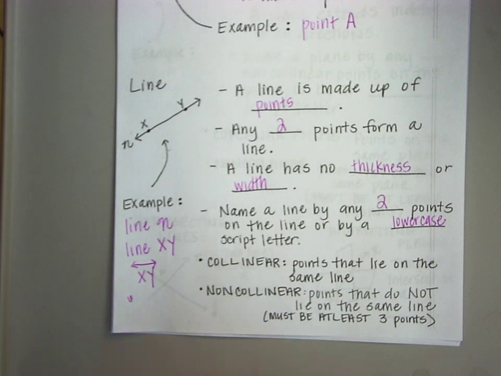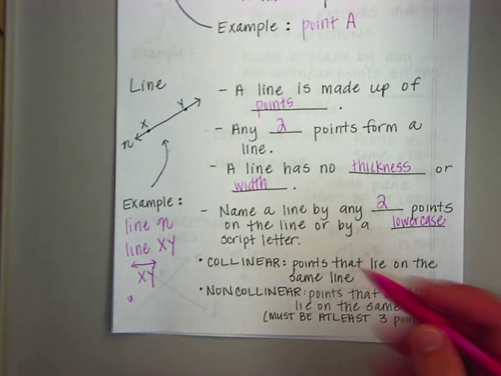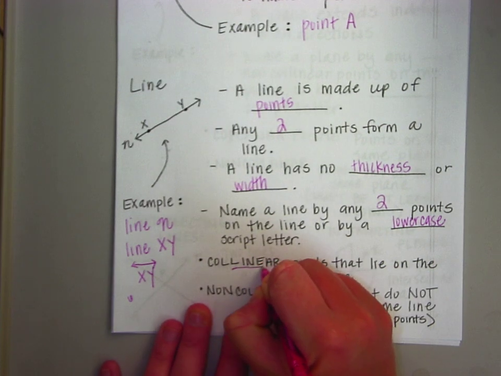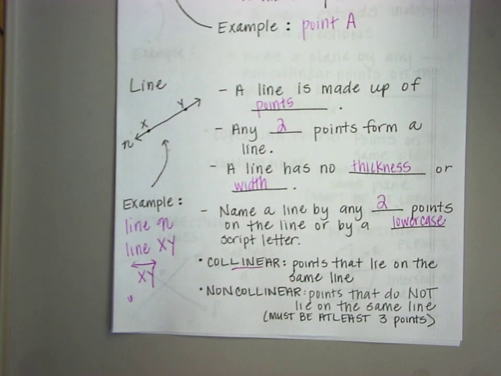Now here's 2 important vocabulary words. Collinear are points that lie on the same line. How to remember that is line is in that name. Then you have non-collinear. Non-collinear are points that do not lie on the same line, and it must be 3 points. So to be non-collinear, we have to have 3 points not on the same line.